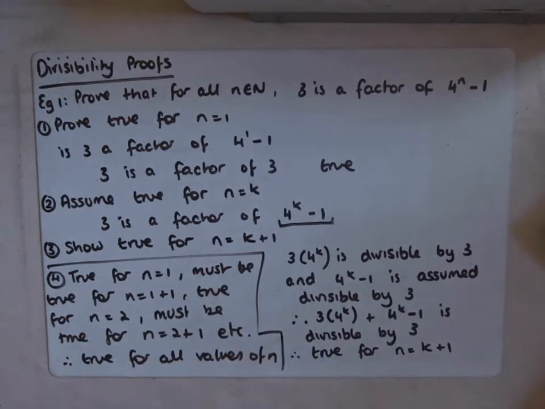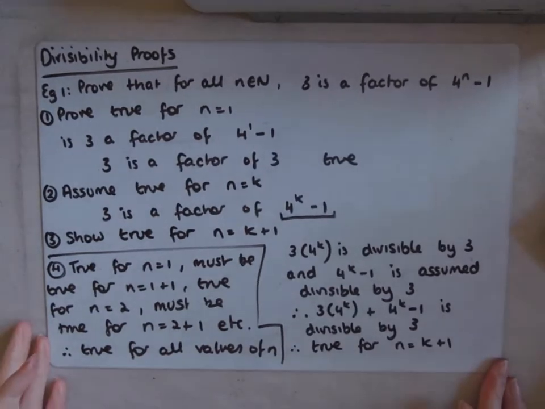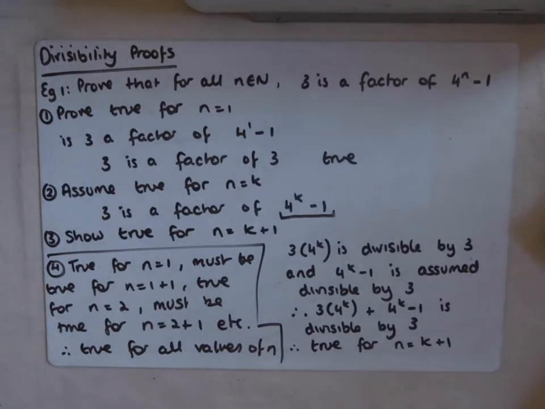So these divisibility ones are definitely a little bit nicer. You're just trying to show that you have the assumed part in your answer and you also have something that's definitely divisible. Like 3 by that is definitely divisible by 3.